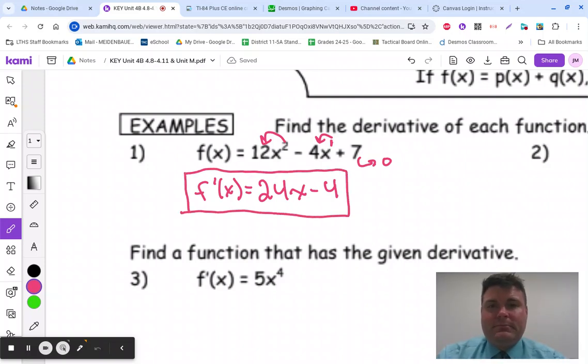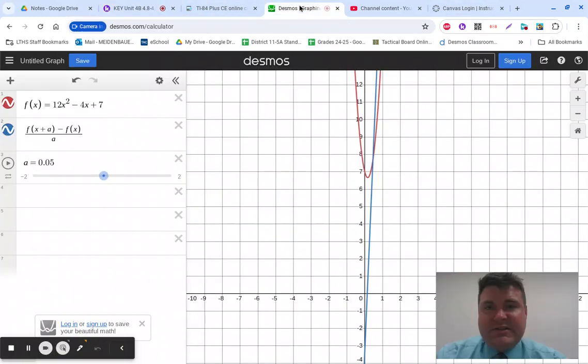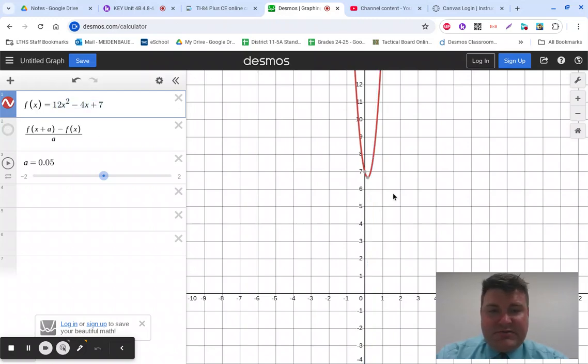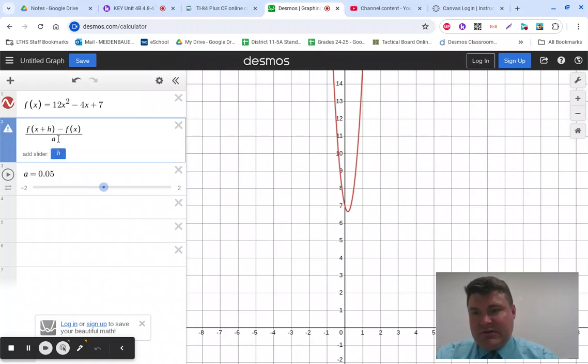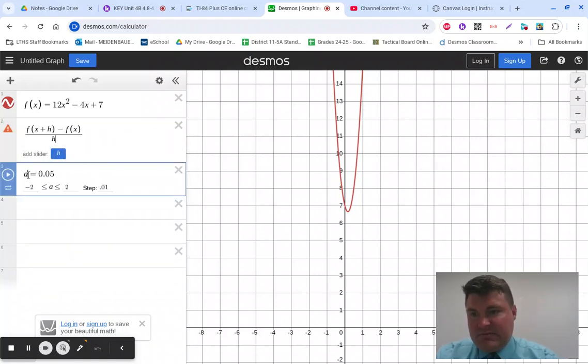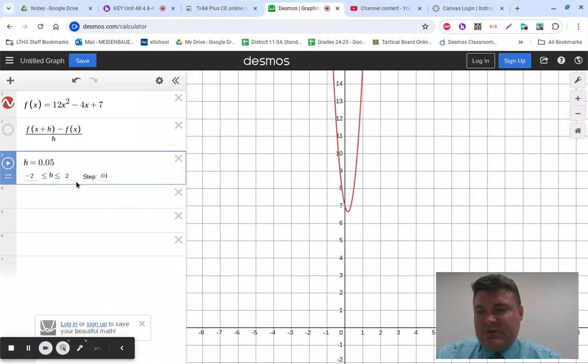Now I'm going to quickly go over to Desmos. Here's the function from this problem, in red. We can clearly see that this is this function, and we know the answer is 24x minus 4, which is a line. What I did here was type in f of x plus h, so it's all consistent, and I'll make this a slider for h. There you go. I'm making the steps really, really tiny. I'll just look from 0 to 2.